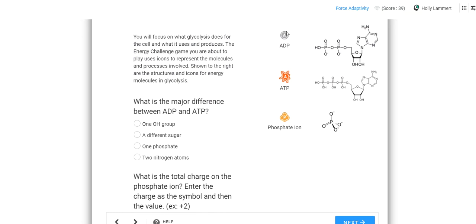So here we have ADP, adenosine diphosphate, only 2 phosphates. And then ATP has 1, 2, 3. So the difference is 1 phosphate.